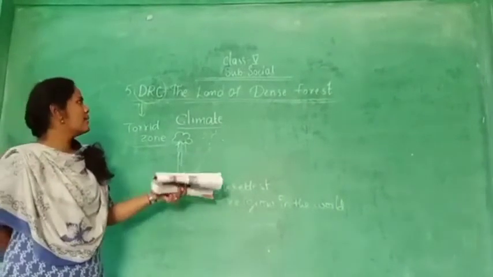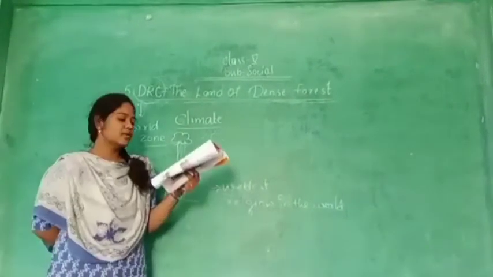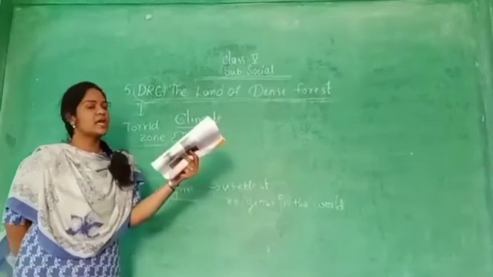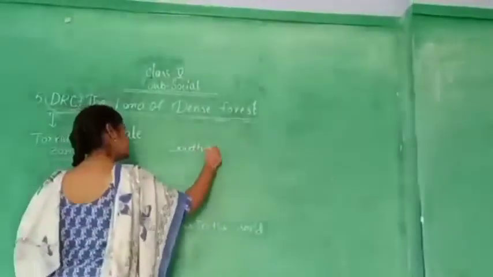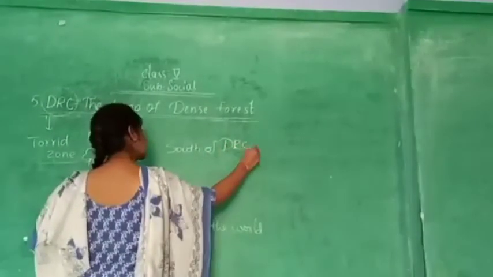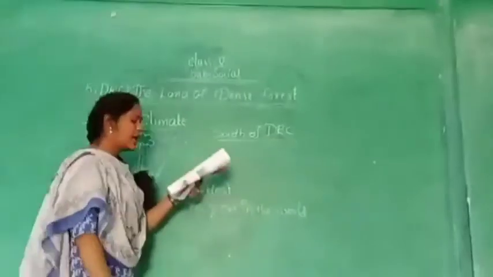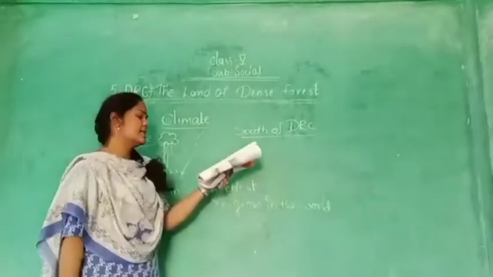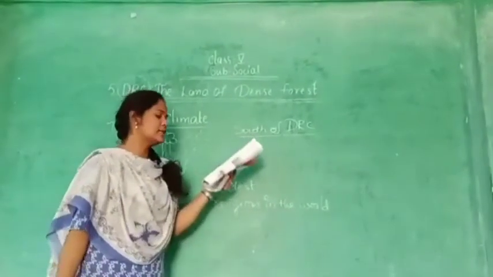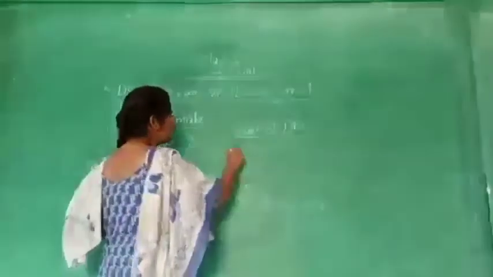But in other parts of the DRC, what will happen? Especially in the south of the DRC, it does not rain so much there. So what will happen? The summer is hot and wet, the winter is cool and dry.